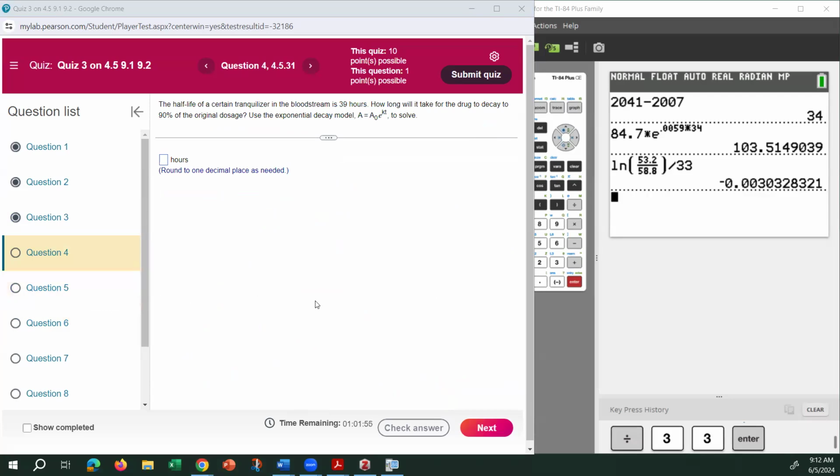Okay, we have the half-life of a certain tranquilizer in the bloodstream is 39 hours. How long will it take for the drug to decay to 90% of the original dosage? And we're going to use the exponential decay model to solve. And so we're going to be looking for the number of hours. So let's see what we have. It's always good to start with what we have and then work our way to find out what we need to get.